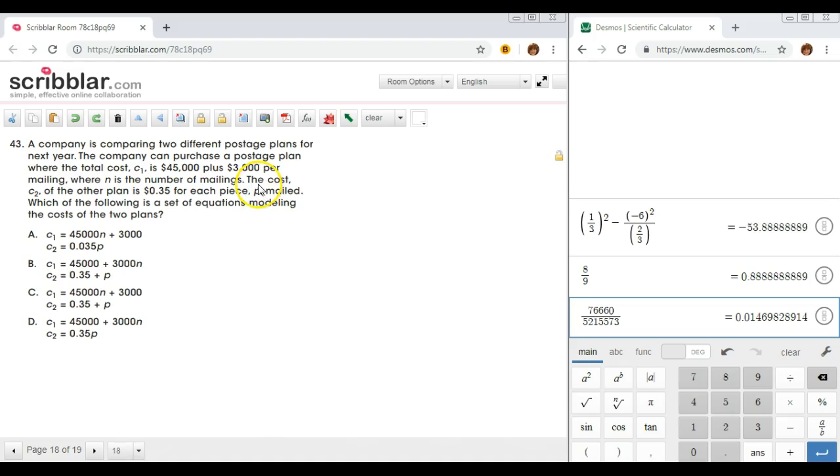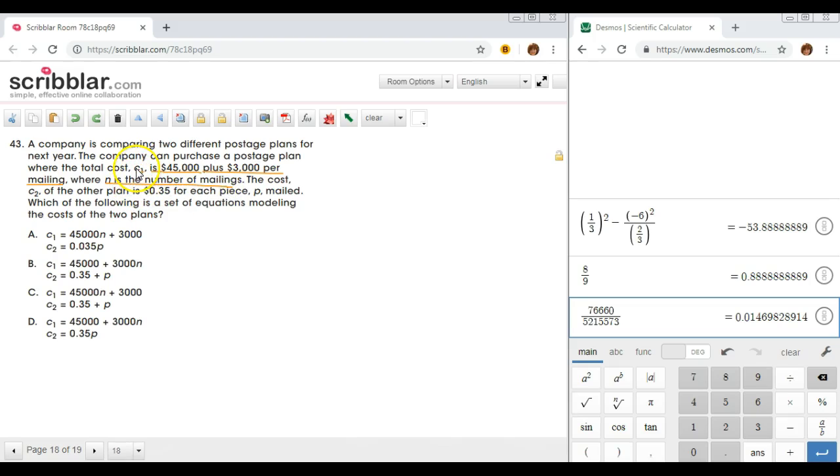The company can purchase a postage plan where the total cost, C1, is $45,000 plus $3,000 per mailing, where N is the number of mailings. The cost, C2, of the other plan is 35 cents for each piece P mailed. Which of the following is a set of equations modeling the costs of the two plans? So we have some key information here. C1 is 45,000 plus 3,000 per mailing, where N is the number of mailings.